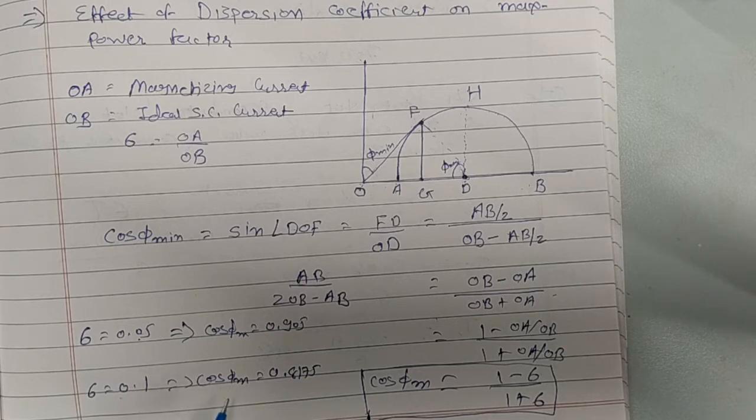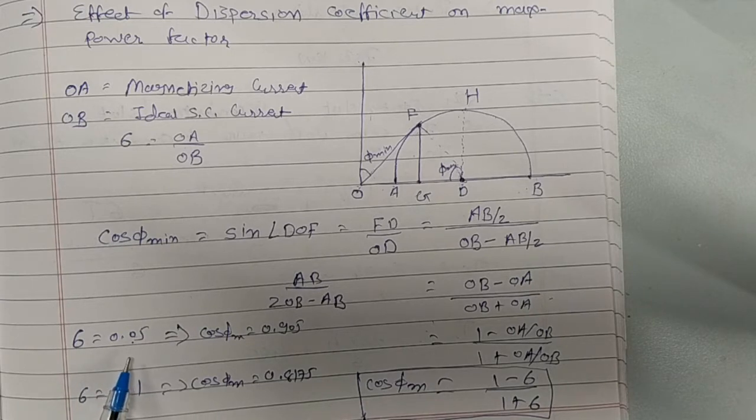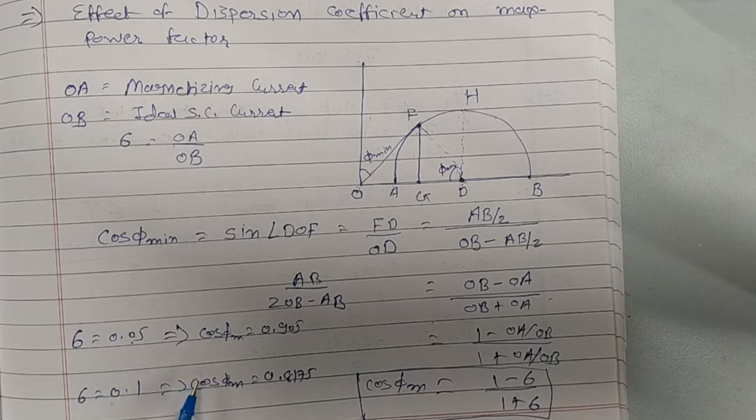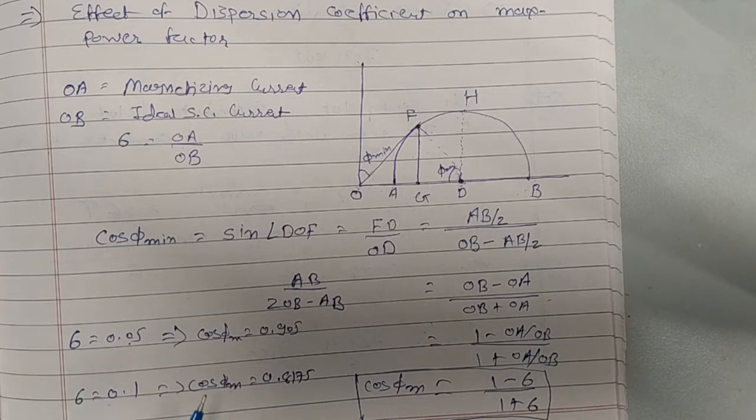Thus, the maximum power factor obtainable in a machine reduces drastically with an increase in the dispersion coefficient. It is possible to obtain sigma equal to 0.05, and hence to obtain power factors of nearly 0.9 in machines with 2, 4 or 6 poles. So this was the first effect of the dispersion coefficient, on the power factor.